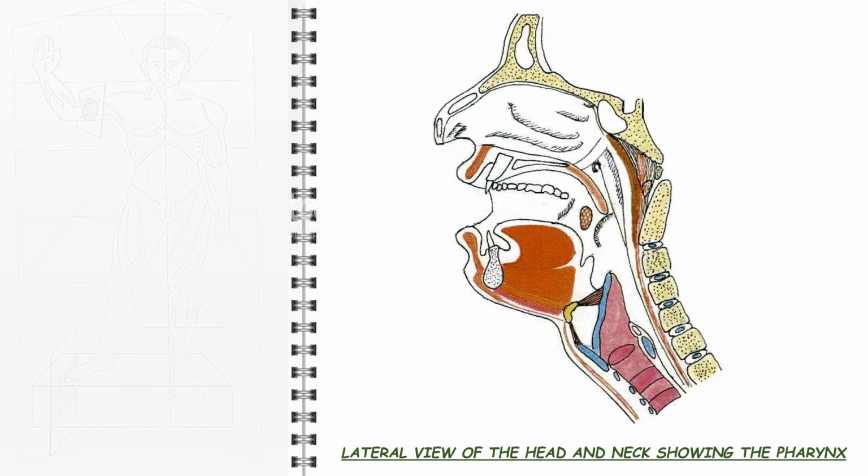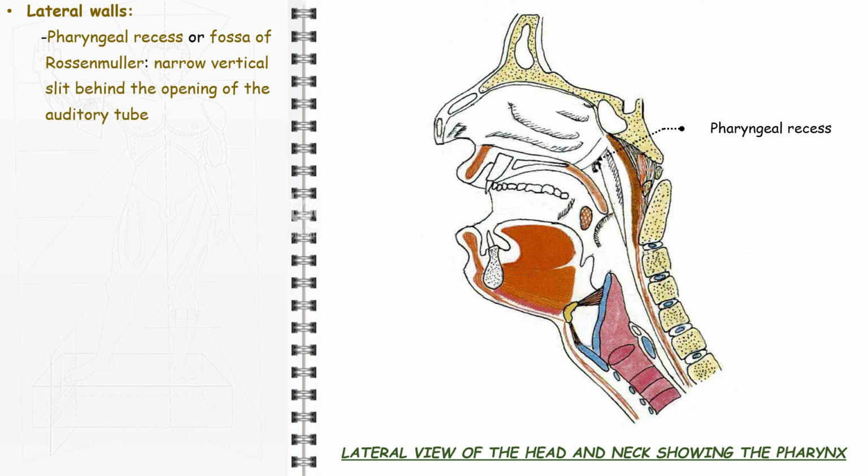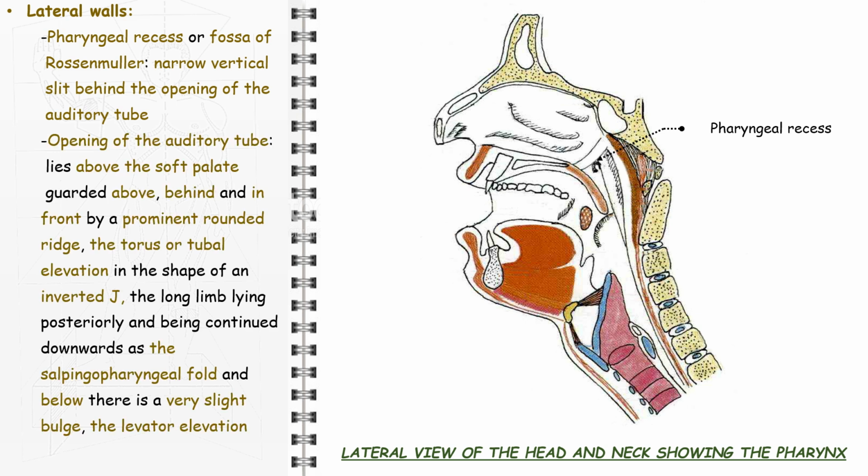The lateral walls of the nasopharynx are wide. They contain the pharyngeal recess or fossa of Rosenmüller, a narrow vertical slit behind the opening of the auditory tube. The opening of the auditory tube lies 1.5 centimeters behind the inferior nasal concha above the soft palate and is guarded above, behind and in front by a prominent rounded ridge, the torus or tubal elevation, in the shape of an inverted J. The long limb lies posteriorly and is continued downwards as the salpingopharyngeal fold, and below there is a very slight bulge, the levator elevation.